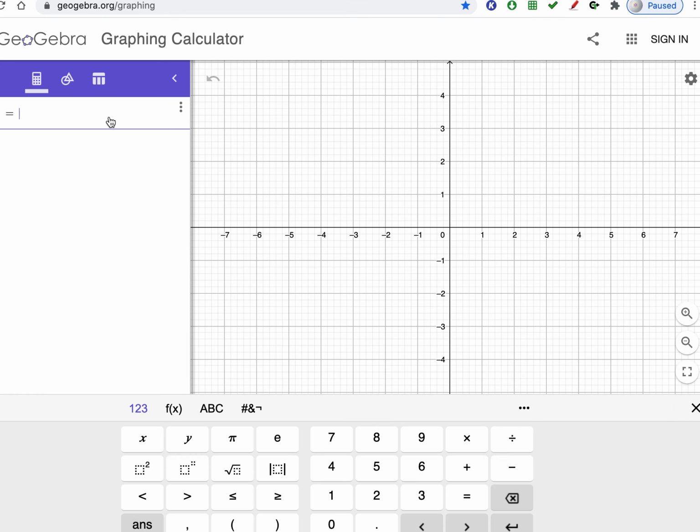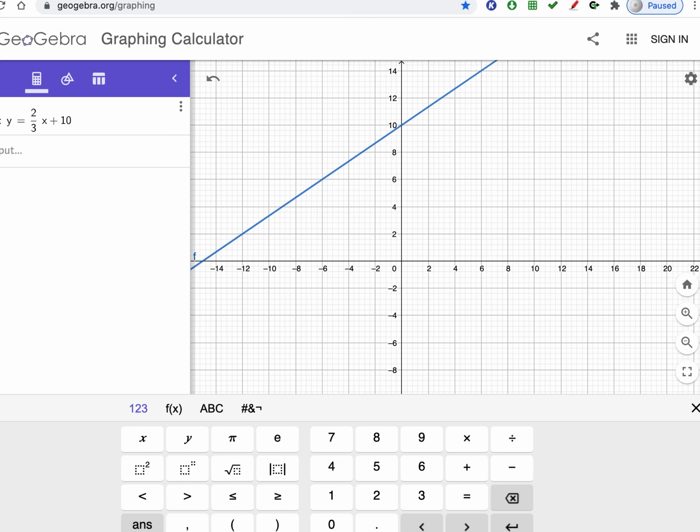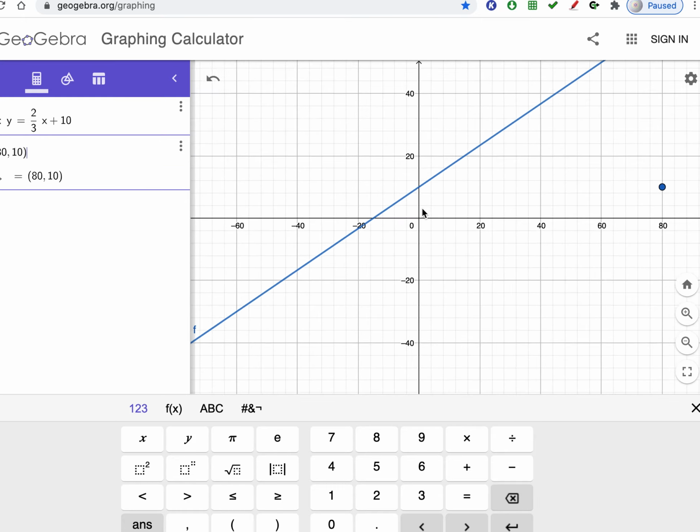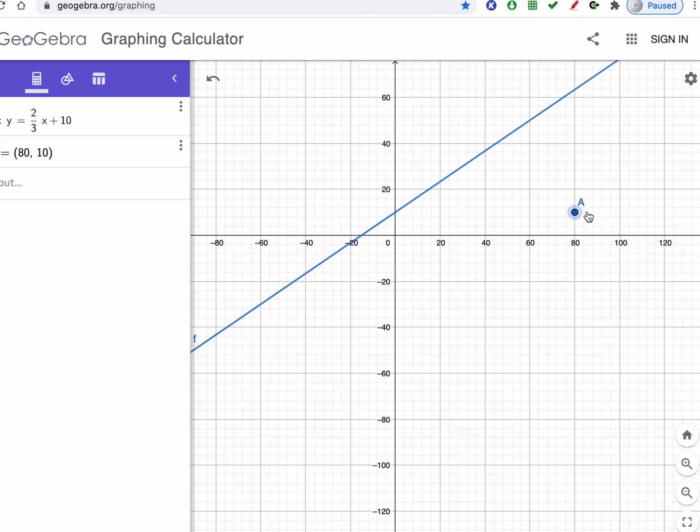And that's what we're talking about, this graph here. So we want something perpendicular to that, but passing through the specific point. The specific point is 80, 10. So what I'm telling you is not only do I want it perpendicular, but it has to go through that point right there. So we can guess.